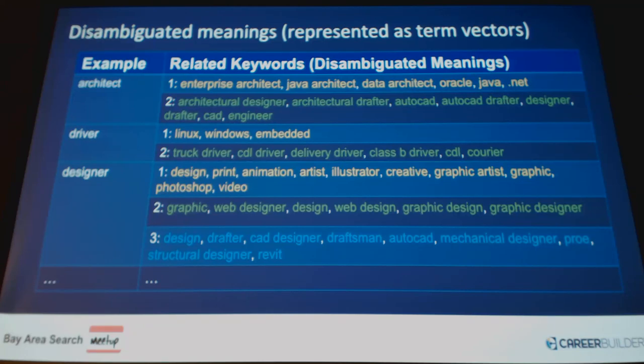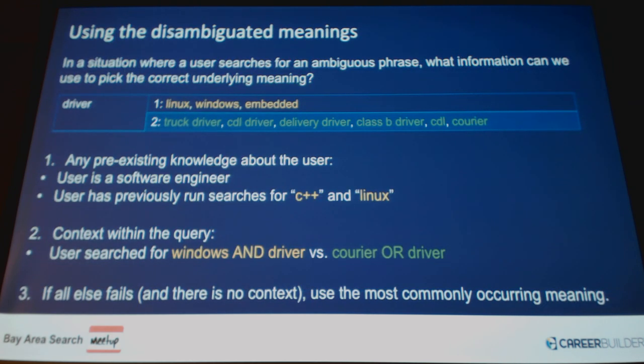You know, I can't be perfect and I can't guess things that weren't told to me about the user, but that's our general philosophy. So to rephrase that, in a situation where the user searches for an ambiguous phrase, what information can we use to pick the correct underlying meaning? So for driver, if we've got any pre-existing knowledge for the user, for example, I know that the user is a software engineer, and that the user has previously run searches for things like C++ and Linux, then I can pick the top one.